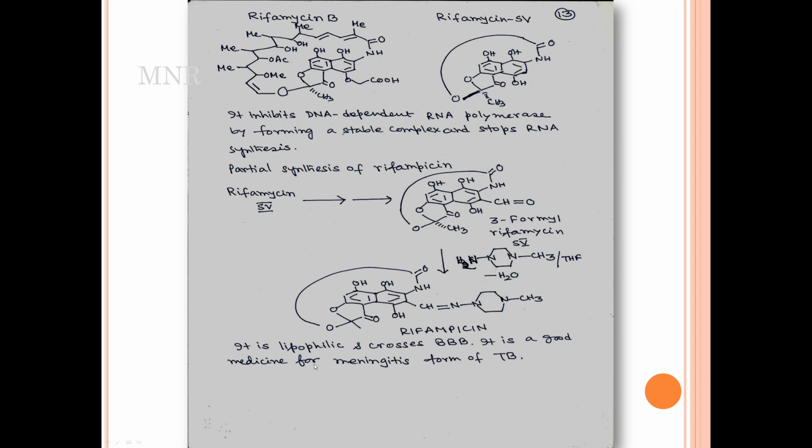So now it is lipophilic, which means it can cross the blood-brain barrier, and it is a good medicine for the meningitis form of TB, which affects the brain. So this medicine can cross the blood-brain barrier and can be used for the treatment of the meningitis form of TB, and obviously it will be given under medical supervision.